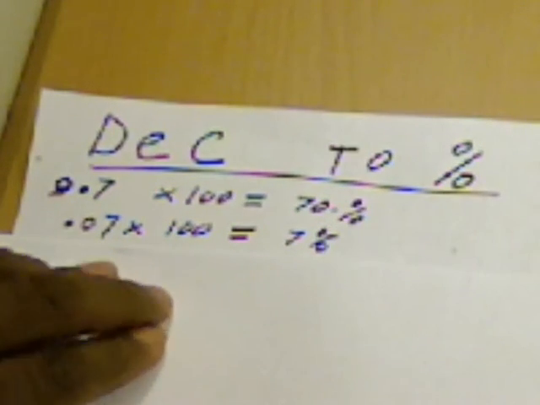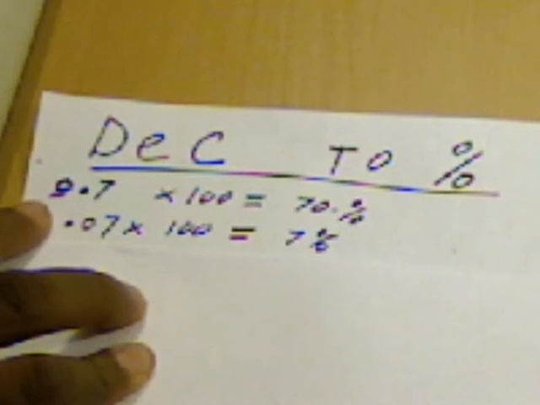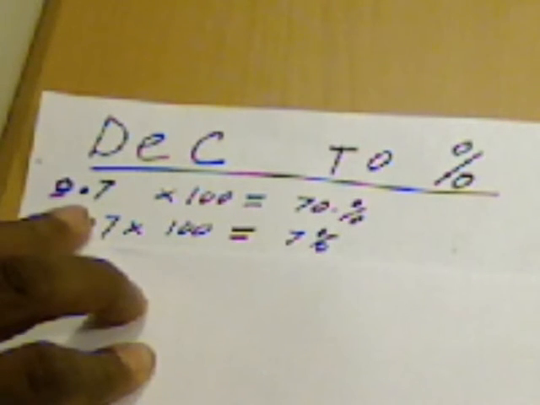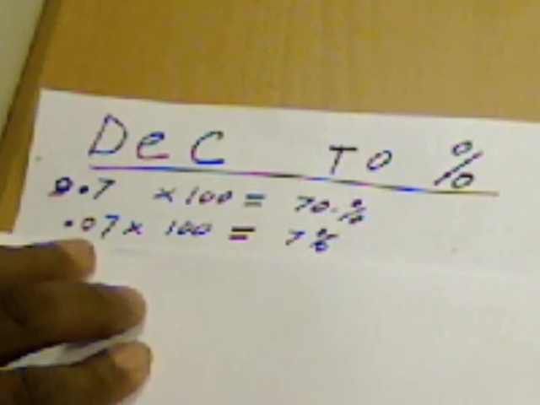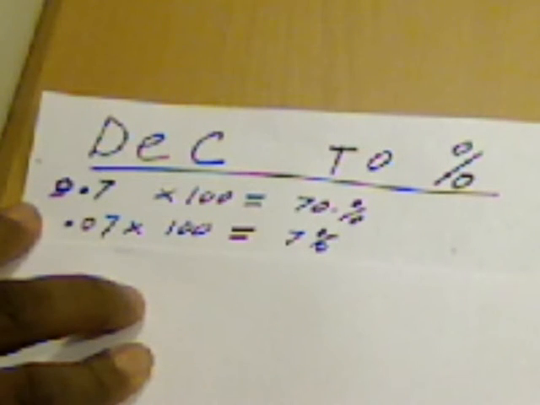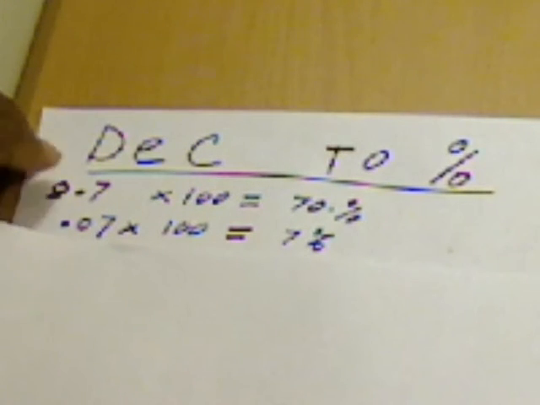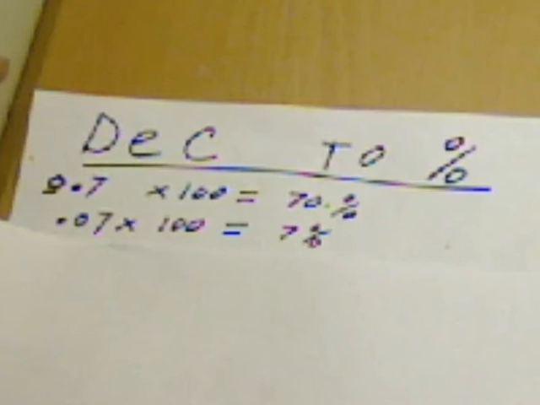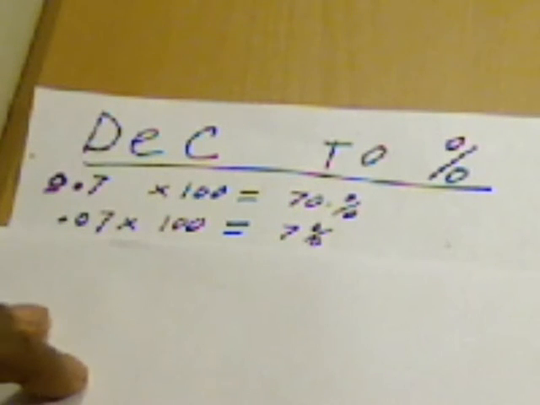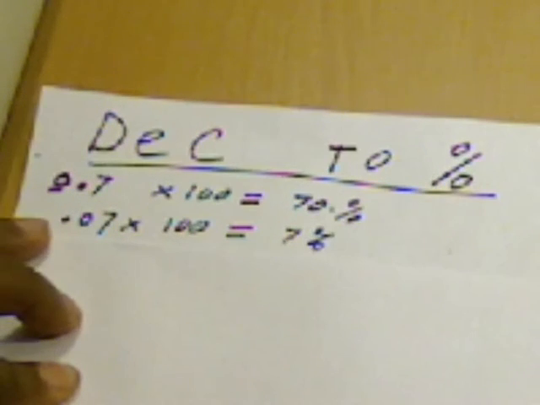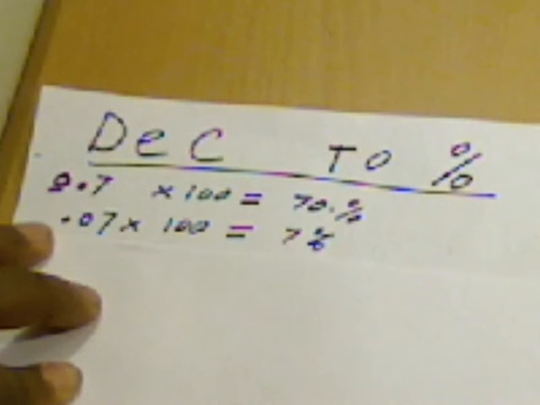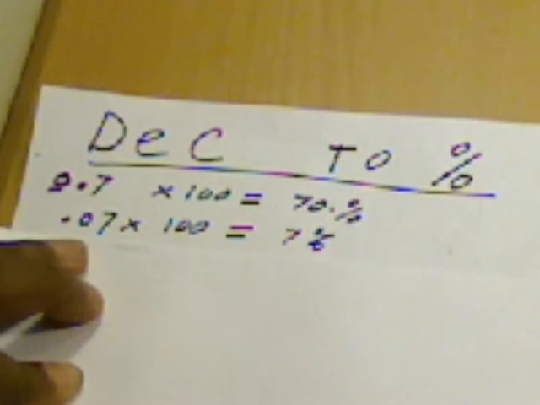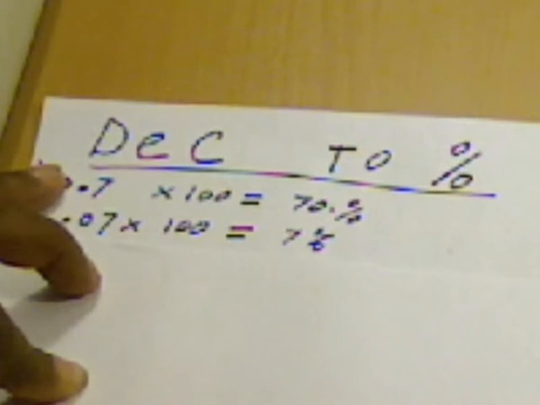Now I want you to pay particular attention. This is 0.7 and this one is 0.07. In this case, the 0 is to the left of the decimal point where it doesn't really change the problem. I can say 0.7 or I can just say .7. This 0 is insignificant. It doesn't change the problem at all. But if you look down here, there's a big difference between 0.07 and just regular 0.7.